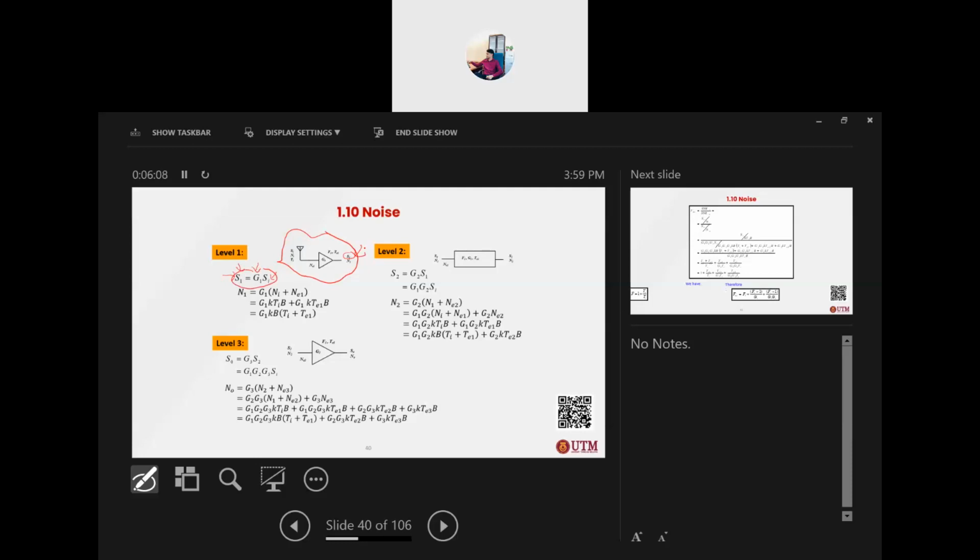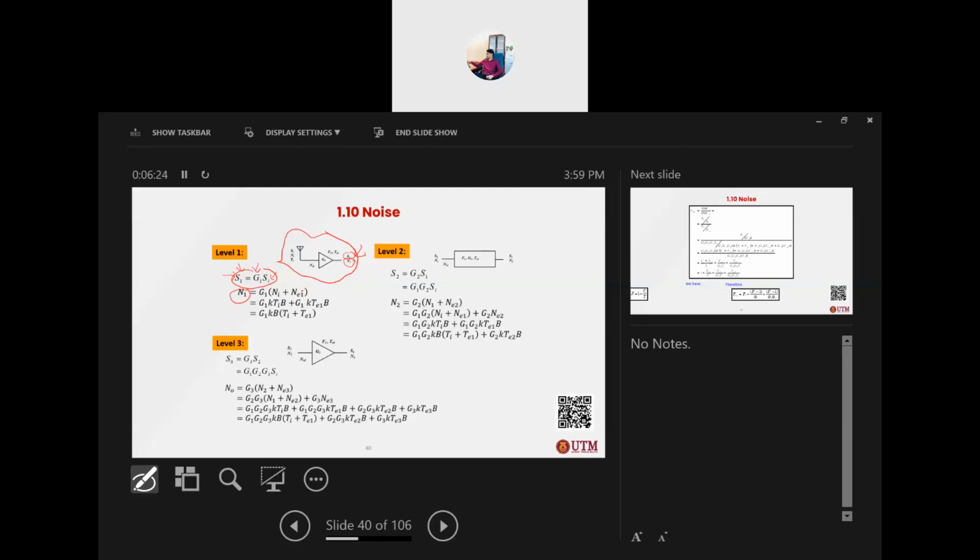And then the noise, the noise here N1, the noise after the amplifier. We know the noise is coming from the amplifier itself, and the one that we have as input.